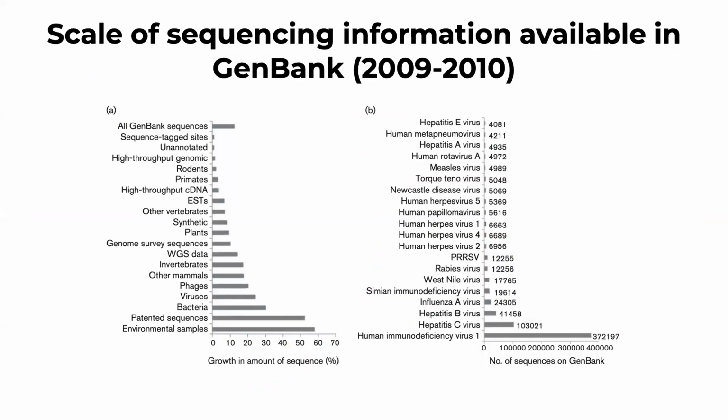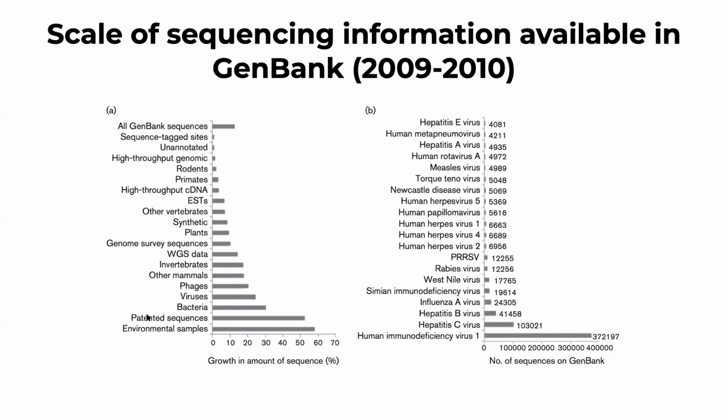So the scale of sequencing information in total here, you can see on A is the percentage growth of sequences deposited on GenBank between August 2009 and August 2010. Sequences are grouped based on the GenBank classification of division, either by their higher taxonomy or the sequencing method employed. Okay, so here you can see all GenBank sequences, right? This is percentage of increase. So you can see that this is in one sample year from 0 to about 20%. So 20% increase for all GenBank sequences in a year.